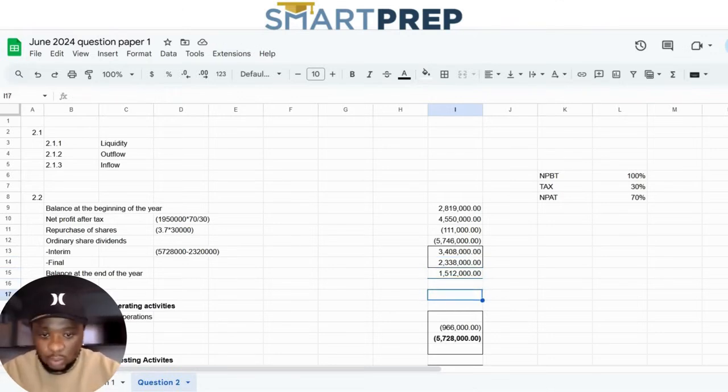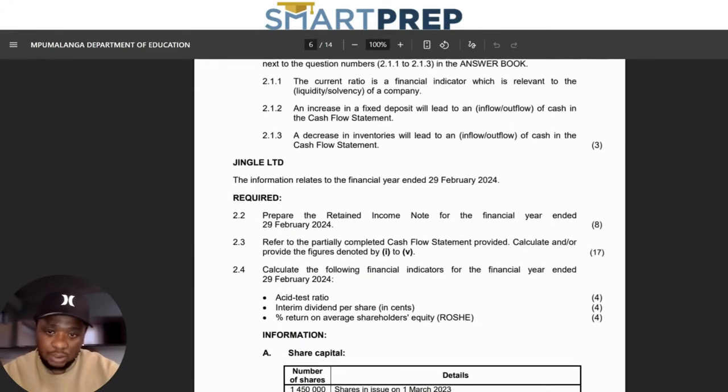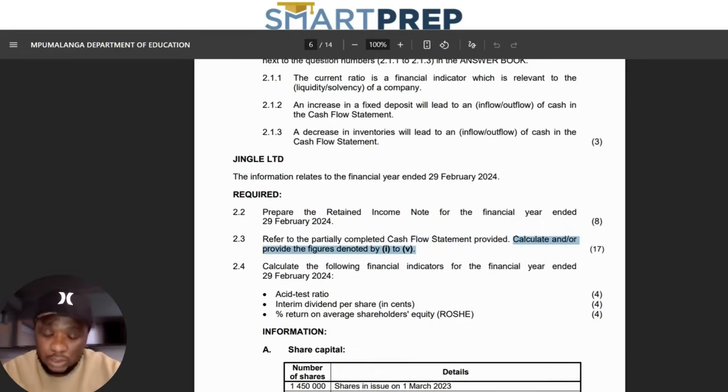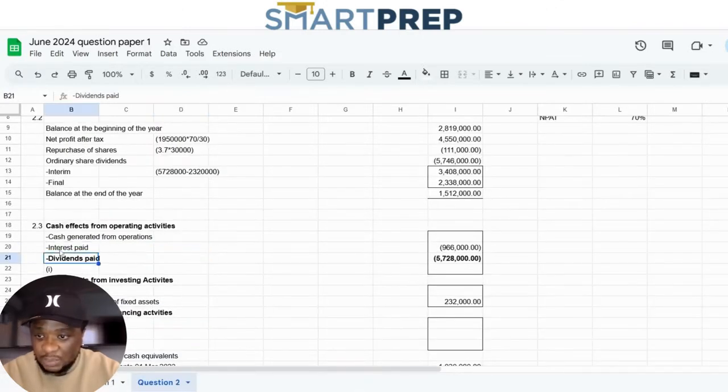All right, then we move on to the questions that have been asked here as it relates to the cash flow statement. They are basically the ones that are numbered because it says refer to the partially completed cash flow statements, calculate and or provide figures denoted by number 1 to V. So let's start with number 1 then. So our number 1, if we look at it, we have interest paid, dividends paid. So that can only be referring now to what? We're going to replace with tax paid.